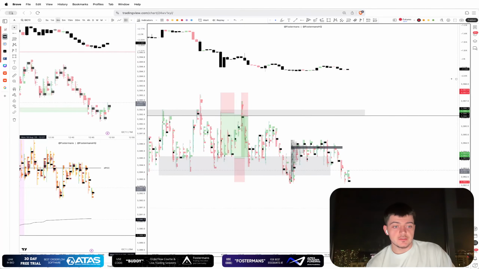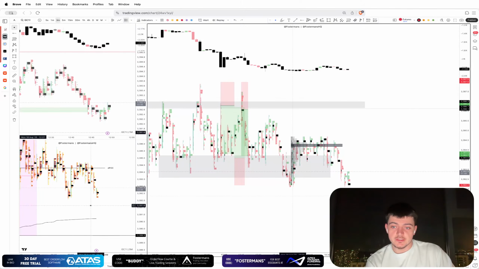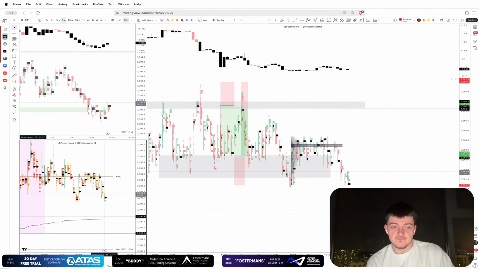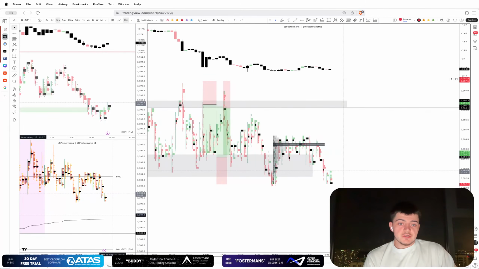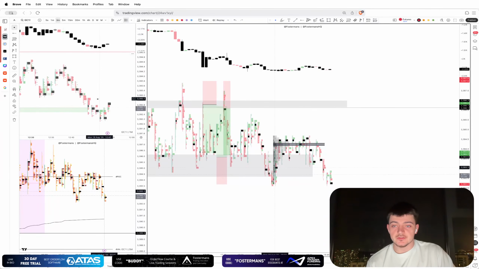Well, we've got 10 minutes until that New York Open. Still hovering around. We're coming to these lows, but there's not really many trades here.